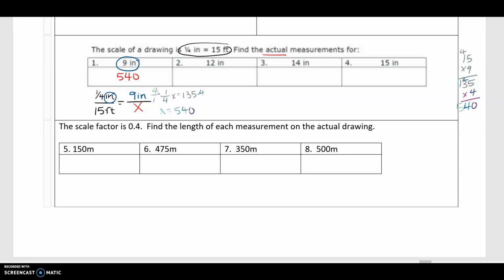Okay, the bottom, it says scale factor is 0.4. So you're going to just take your number and multiply times 0.4. So 5 times 4 is 0, 22, 4, 5, 6, one number to the right, so we have 62. Okay, and you guys are gonna finish those up on your own.